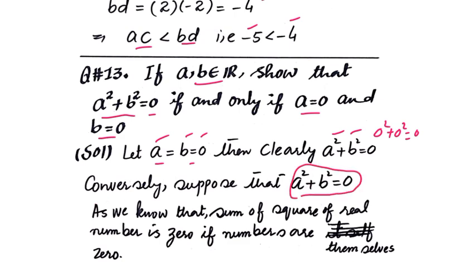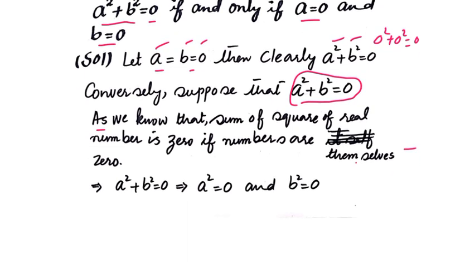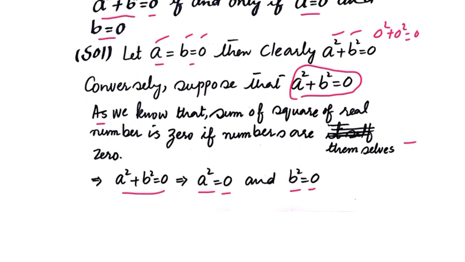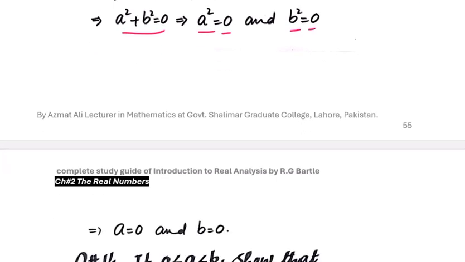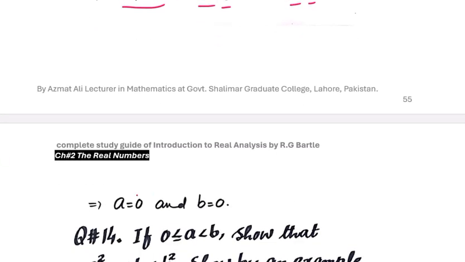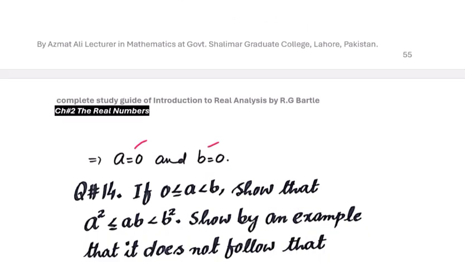Now we show that the numbers A and B both are 0. As we know that the sum of squares of real numbers is 0 if the numbers are themselves 0. So this is a result in mathematics. This shows A square plus B square is equal to 0. This implies A square is equal to 0 and B square is equal to 0. And further you can write it as A is equal to 0, B is equal to 0. That is required.